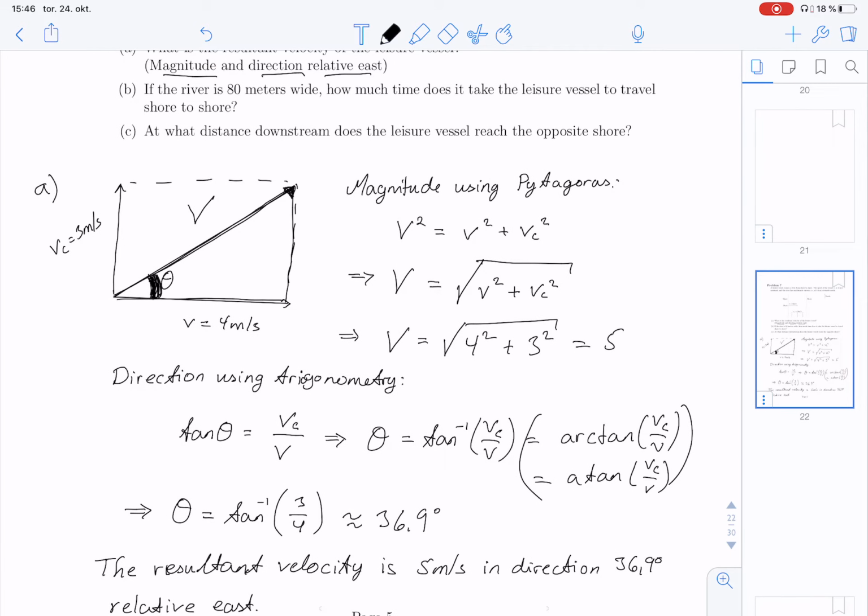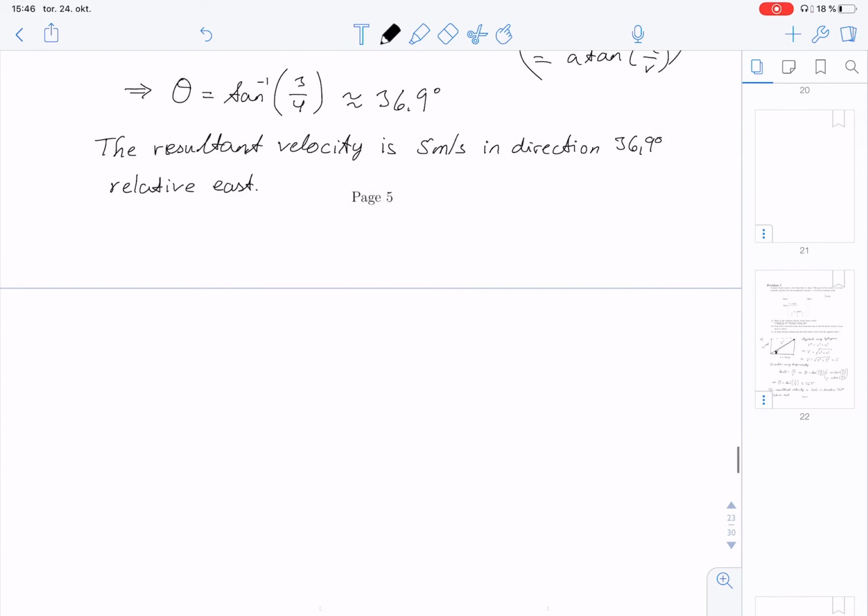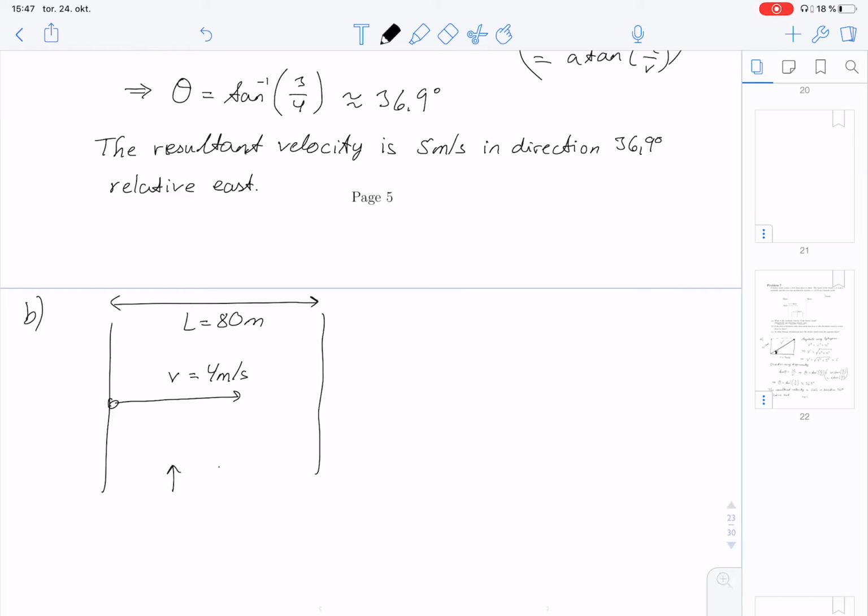B. If the river is 80 meters wide, how much time does it take the leisure vessel to travel shore to shore? Okay, so we start at one side here and we want to get across. The length is now 80 meters and our velocity would be 4 meters per second. The velocity of the river simply carries us down the river and has nothing to do with our crossing.